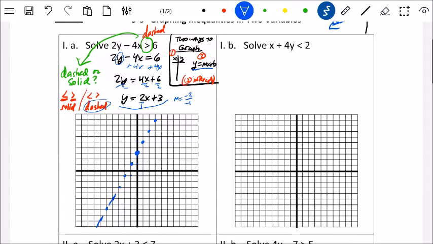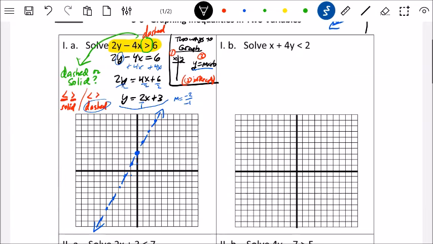So instead of doing the solid line, dots are okay too. Dots are dashed, because it means the points on that line do not satisfy this. This is the original inequality, and all the points on the line would make it equal to, but this is not an equal to, it has to be greater than only.